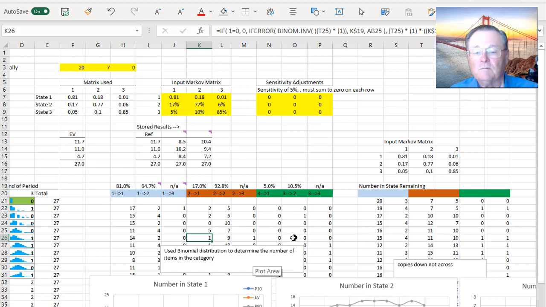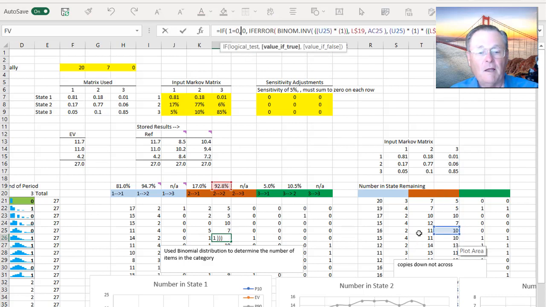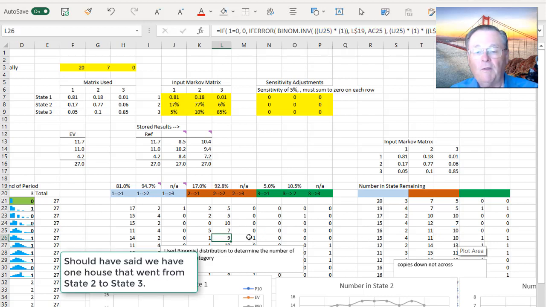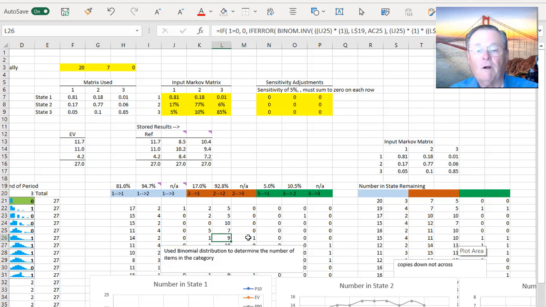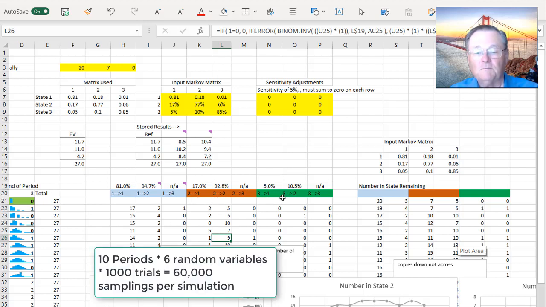So then, I started off with 11, one went to state 1, so now there's 10. Of those 10, 9 went to state 2, which meant one of them went to state 3. So now I have something in state 3 on this particular trial. We're going to run 1,000 of these trials. So I've got 10 periods, and I've got 1, 2, 3, 4, 5, 6 random numbers for each period. And then I'm going to run 1,000 of those.